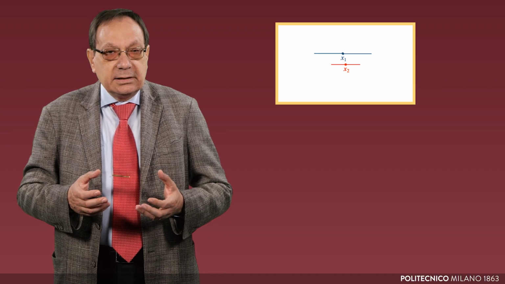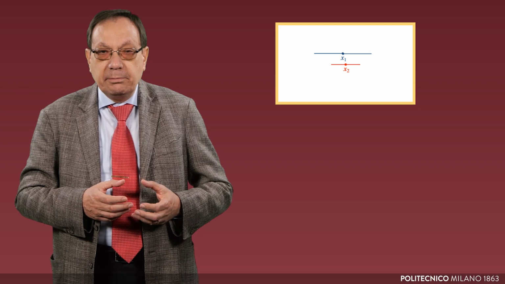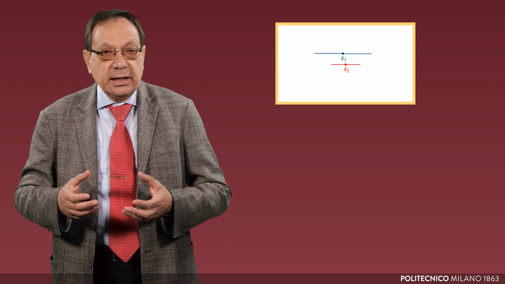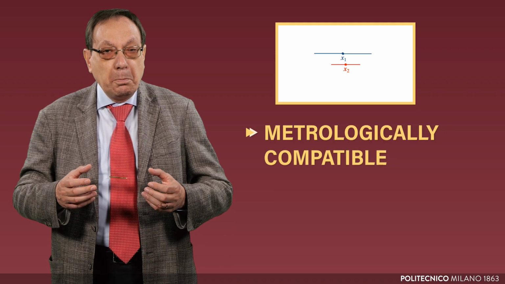Let's now look at the case you see represented graphically here. In this case, neither the measured values nor the intervals built from the expanded uncertainty coincide. However, all the values that can reasonably be attributed to x2 can also be attributed to x1. Therefore, we cannot state that the two measurement results refer to two different measurands, but neither can we say that they are the same. It is therefore said that they are metrologically compatible.